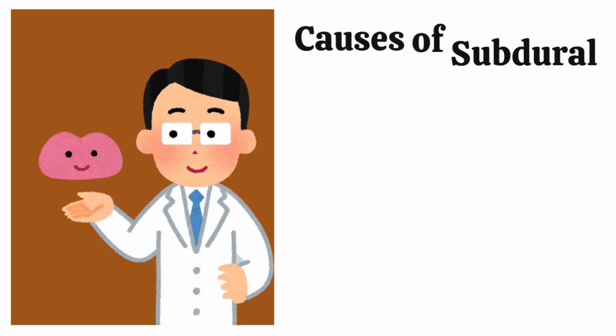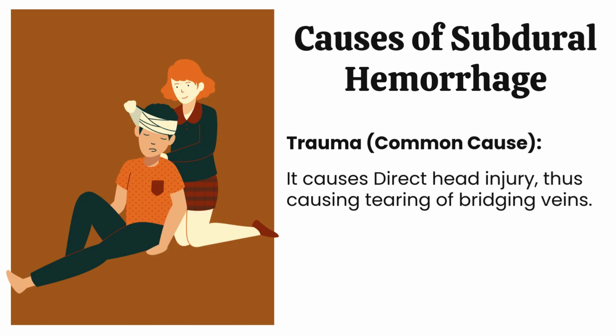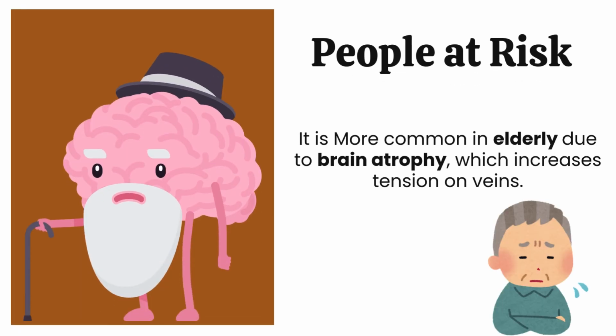What are causes of subdural hemorrhage? Trauma is the common cause. It causes direct head injury, thus causing tearing of bridging veins. People at risk of subdural hemorrhage: it is more common in elderly due to brain atrophy, which increases tension on veins.